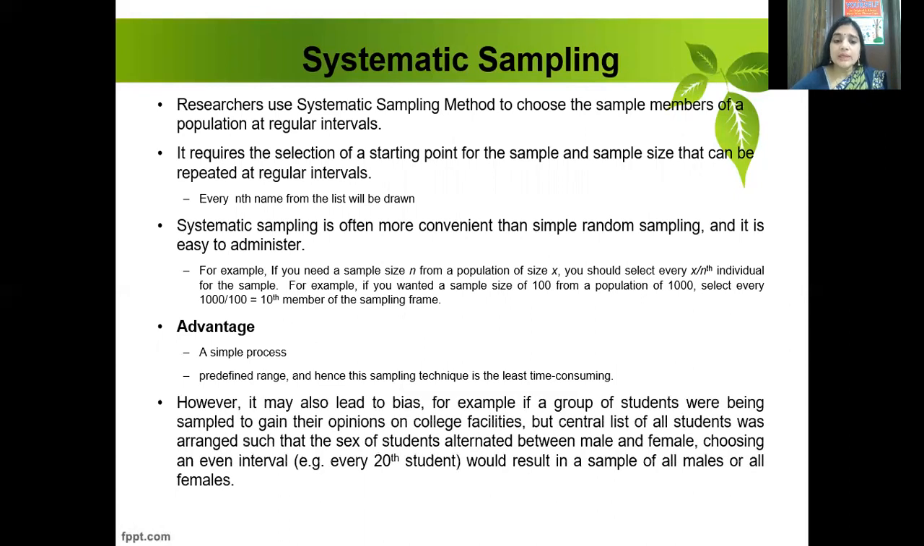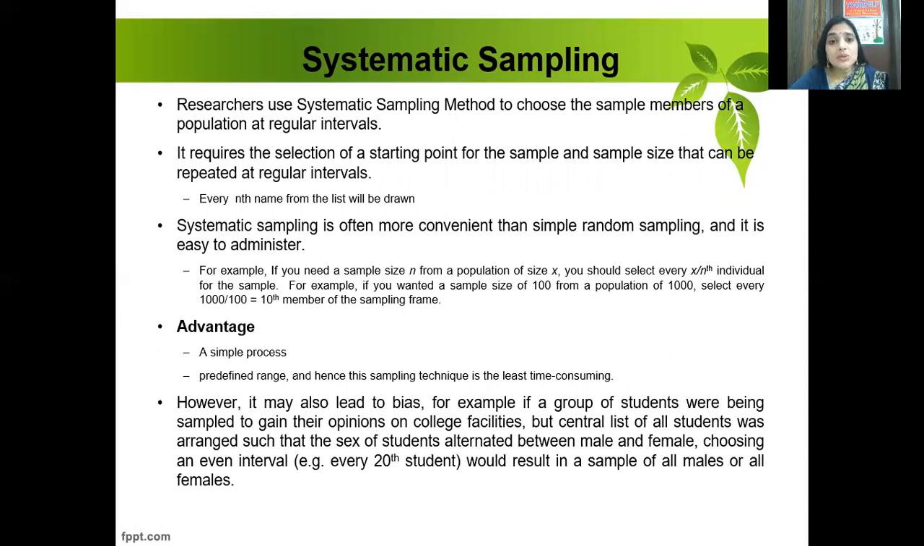However, it may also lead to a bias. For example, if a group of students were being sampled to gain their opinions on college facilities, but the central list of all students was arranged such that the sex of students alternated between male and female, choosing an even interval, for example every 20th student, would result in a sample of all males or all females.